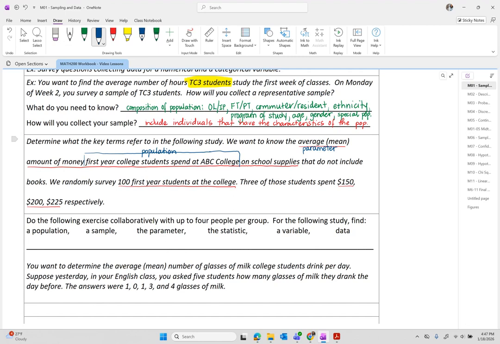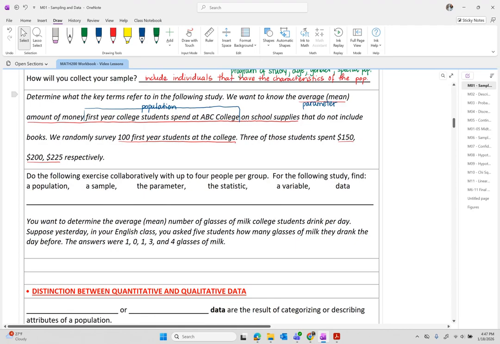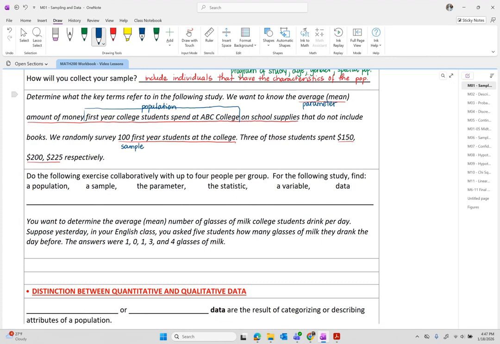We randomly survey 100 first-year students at the college. So they are first-year students. They are from ABC College, and it's only 100 of them, not all of them. This is the sample. The sample has to be a group from the population, and 3 of those students tell us that they spent $150, $200, and $225 respectively, and these are the data. The data were the values of the variable.